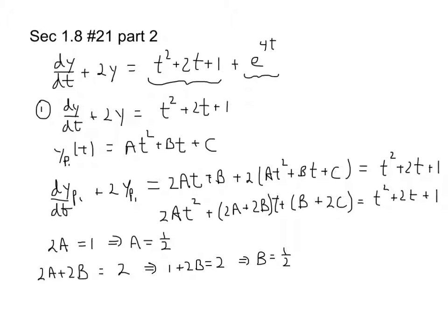And finally, the constant term has to be a 1. We write b plus 2c has to be a 1, but since we now know that b is a half, we know that a half plus 2c has to be a 1. And solving for c, that says that c has to be a quarter.